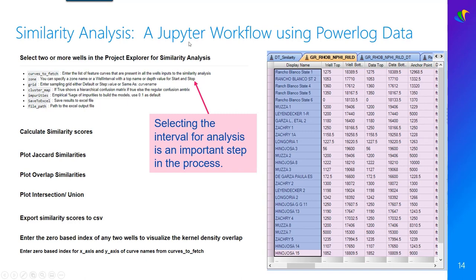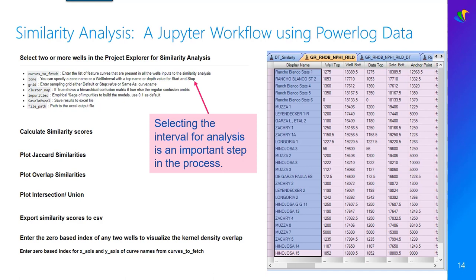So here's what a Jupiter workflow for similarity analysis looks like. You select two or more wells in Project Explorer, and we're going to select all of these wells. You pick the curves you want to run it on, and you pick the zone you want to run it over. Selecting the interval for analysis is a very important step in the process. You don't want to compare a whole well to a small interval. You want to compare very similar intervals.